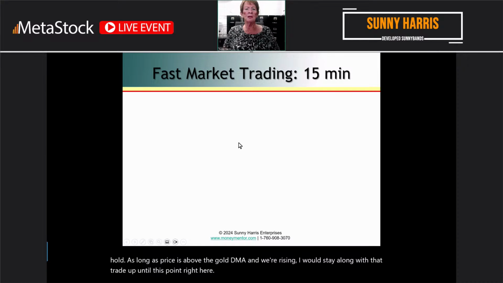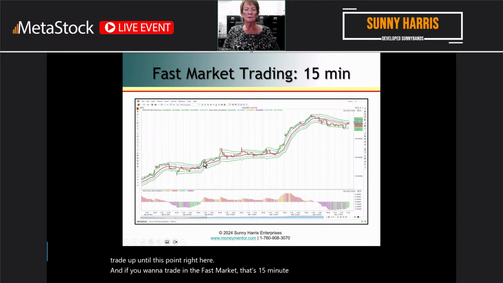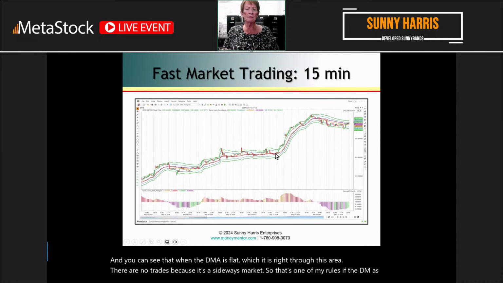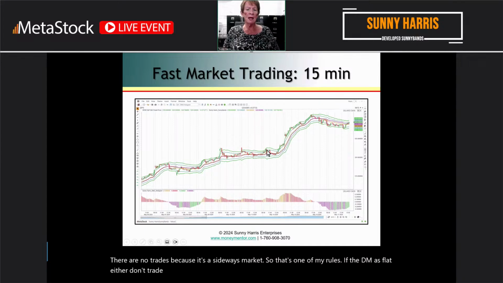And if you want to trade in the fast market, that's the 15-minute chart. And you can see that when the DMA is flat, which it is right through this area, there are no trades because it's a sideways market. So that's one of my rules. If the DMA is flat, either don't trade or only scalp from the band to the DMA and from the band to the DMA back and forth.